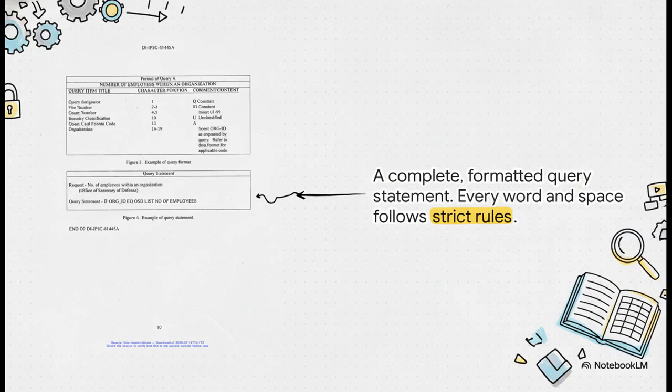And here we go. This is a full query statement in the wild. If org ID equals OSD, list no of employees. It almost looks like an English sentence, but every single part of it, the if, the EQ for equals, is a rigidly defined piece of that machine language. This is how you ask a very, very specific question.